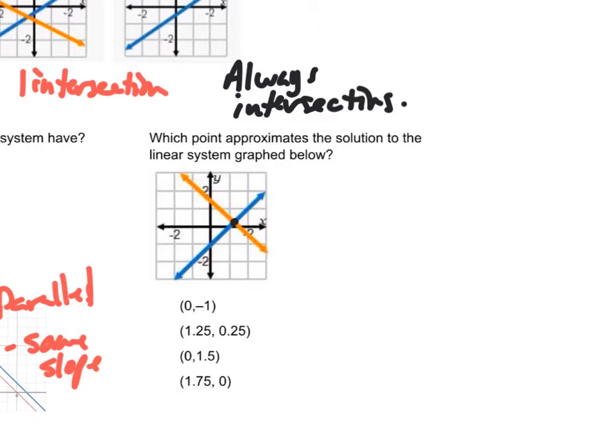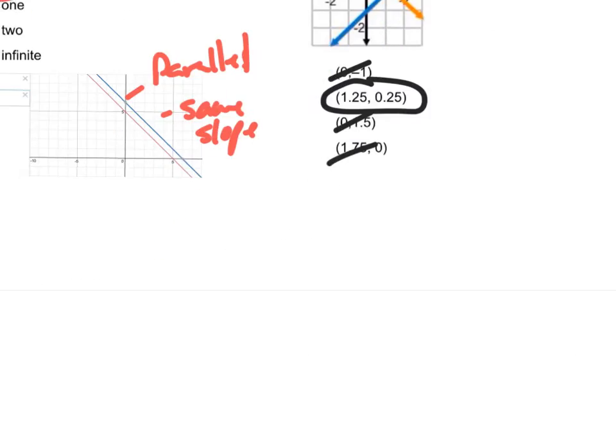Okay, so the x value is a little bit more than 1, so I'm going to get rid of this one and this one. It's closer to 1 than it is to 2, so I'm going to get rid of this one. And the y value is just a little bit larger than 0, so we're going to go ahead and just call it 1.25, comma 0.25.